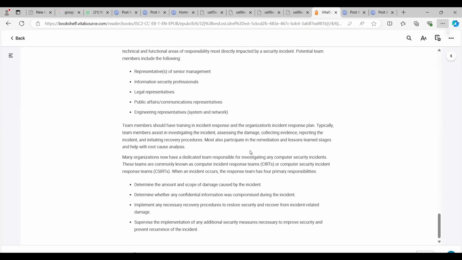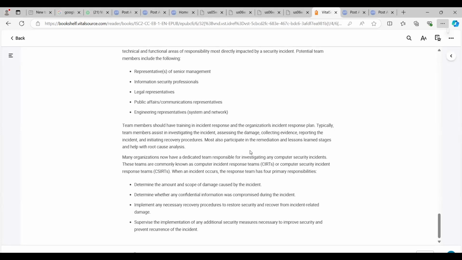The first one is that they determine the amount and scope of damage caused by the incident. So they will be the one to tell you that, okay, this is what they actually got hold of. This is what they exfiltrated from your company. This is the server that is being ringed and stuff like that. Also, they will determine whether any confidential information was compromised during the incident.